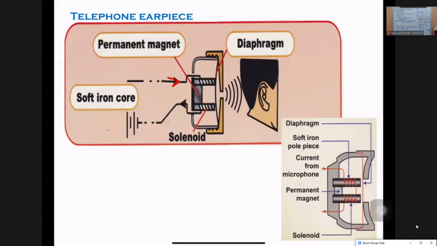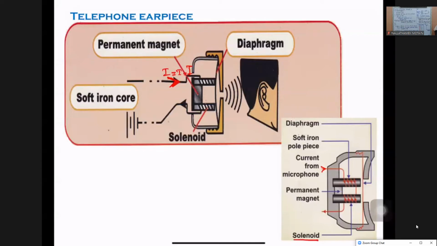Here, the receiver. The current that flows over here is what? It's a varying current. That means the current increases and then decreases. It means in BM we said arus yang berubah-ubah nilai dia. The current that flows over here is current from the microphone, a varying current. And then when the varying current flows in the soft iron core, the soft iron core becomes an electromagnet. Which one? Here, you can see the solenoid.